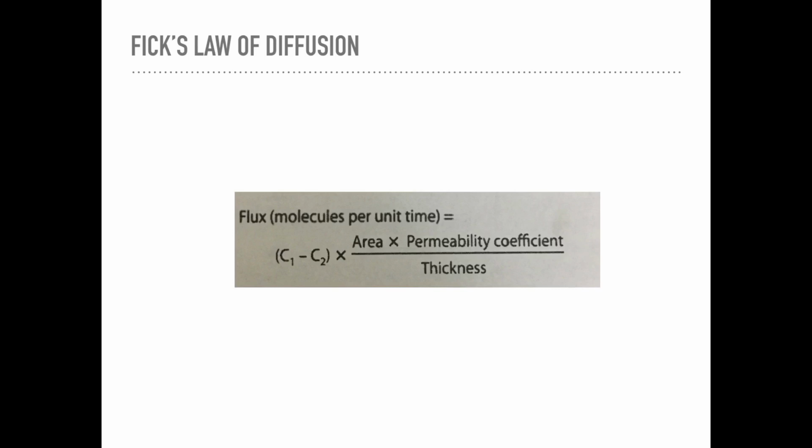Fick's law basically tells us about the passive movement of molecules down a concentration gradient. In this equation, C1 is the highest concentration, C2 is the lowest concentration, area is the cross-sectional area of the diffusion path, the permeability coefficient is a measure of the mobility of the drug molecules in the medium of the diffusion path, and thickness is the length of the diffusion path. In lipid diffusion, the lipid-aqueous partition coefficient is a major determinant of the mobility of the drug, because it tells how readily the drug will move from lipid to aqueous medium or from aqueous to lipid medium.